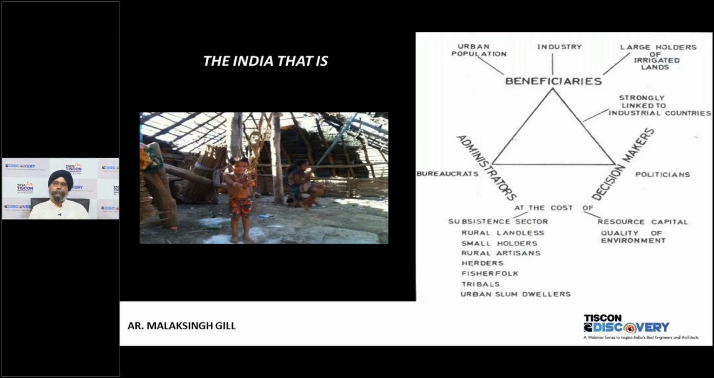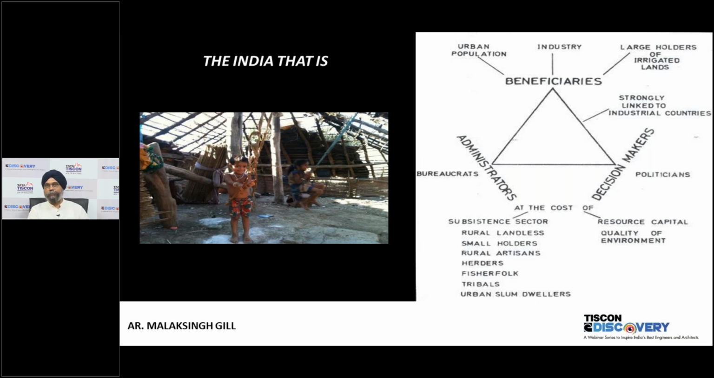This is a slide which shows an iron triangle from a book by Ramchandra Guha and Madhav Gadgil. It is a nice triangle to find out where we are amongst these various stakeholders. Are we the urban population? Do we represent the industry? Are we agriculturists? Are we administrators, decision makers? There is this aspect which I believe that architects, engineers, designers should be very conscious of.